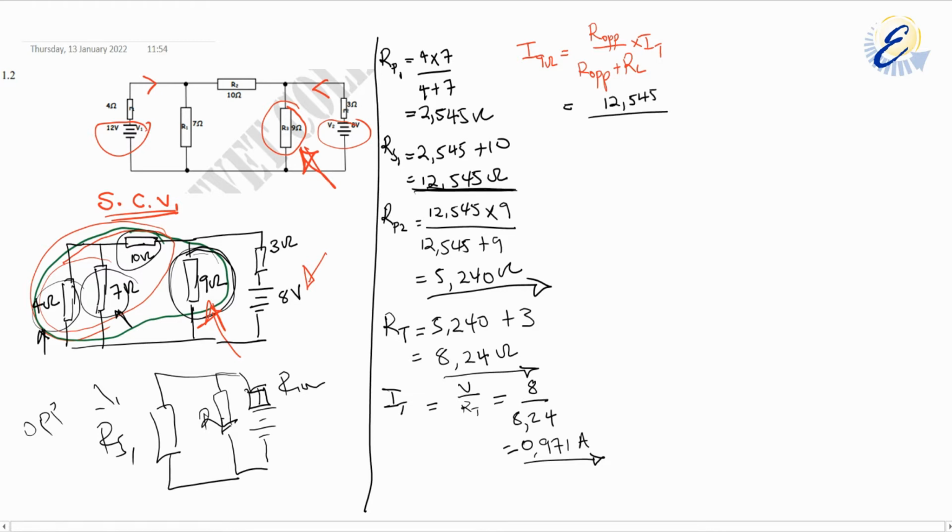12.545 divided by 12.545 plus 9, multiplied by our total current when V2 is supplying, which is 0.971. This would give us 0.565 amperes.